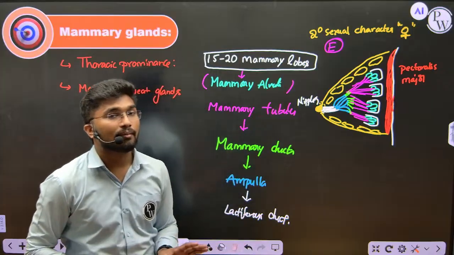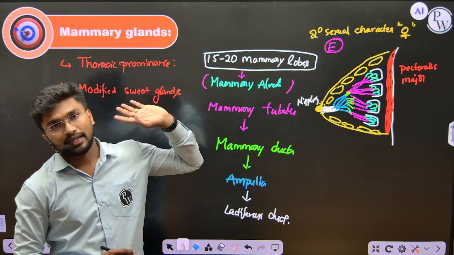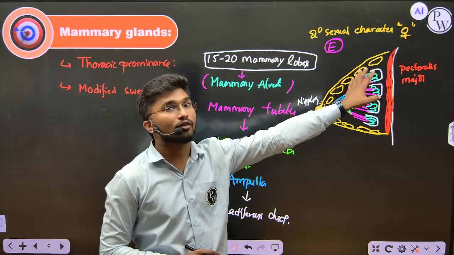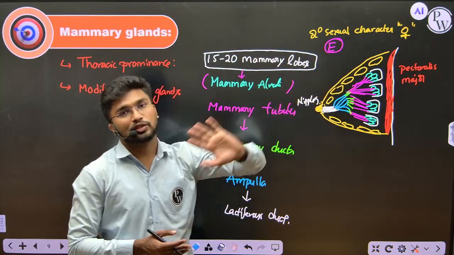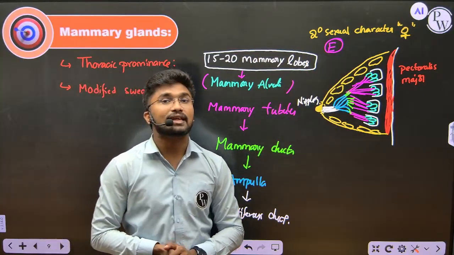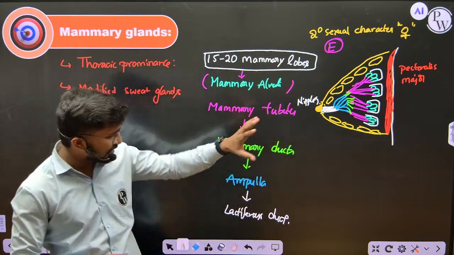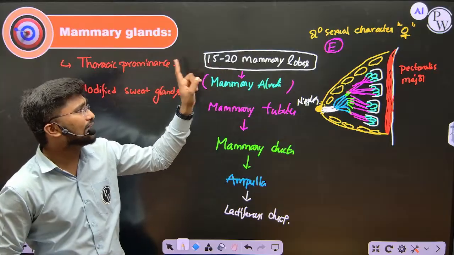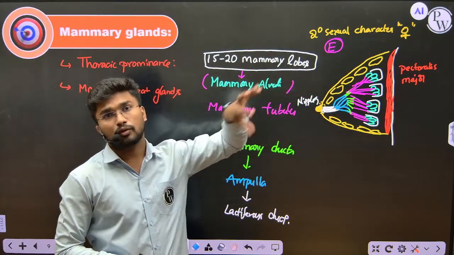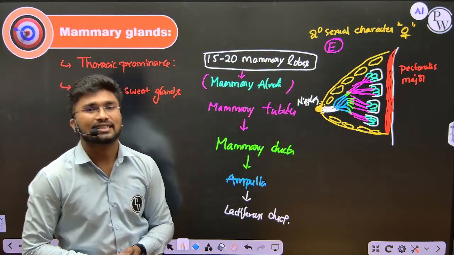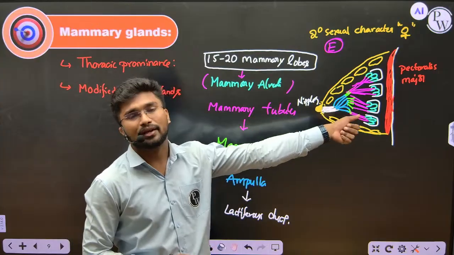Each mammary gland is a modified sweat gland. In females, mammary glands are well developed because of a hormone called estrogen, which is responsible for the secondary sexual characters in females. Each mammary gland has approximately 15 to 20 lobes. Each lobe has glandular sac-like structures that we call mammary alveoli.